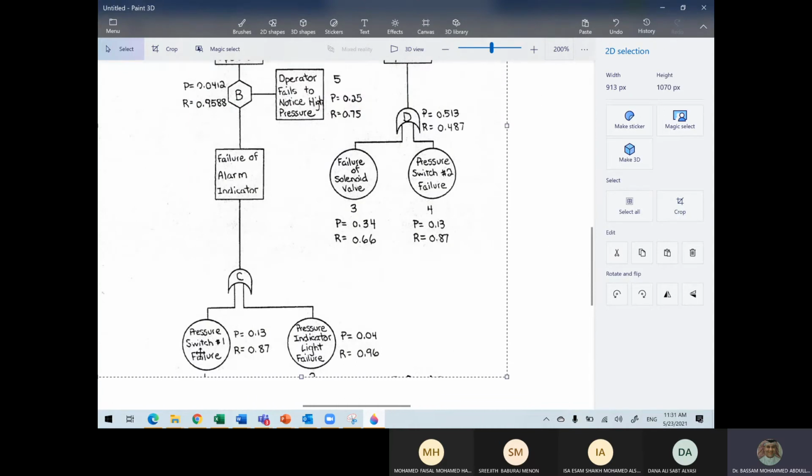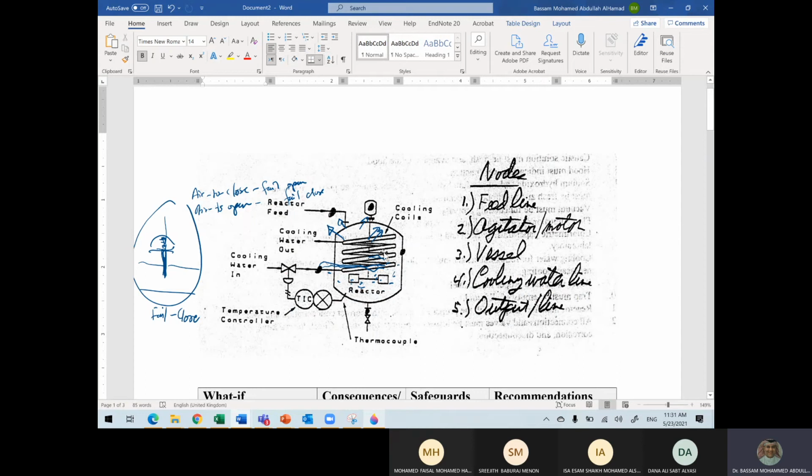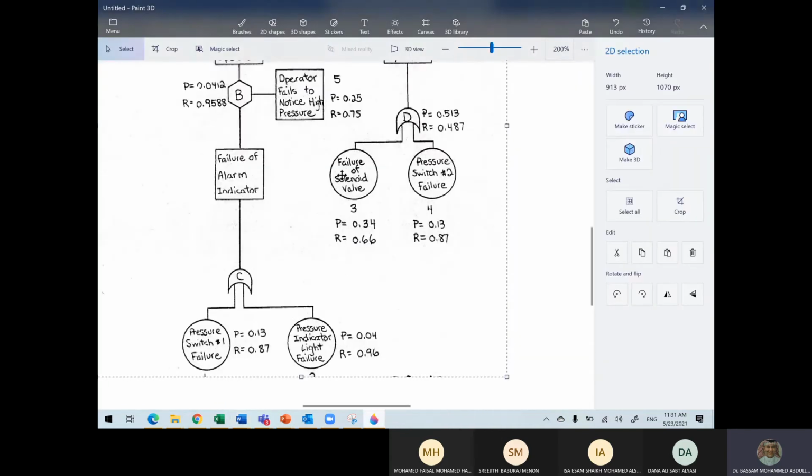You can see here, the details are written for the problem: the pressure switch failure, the pressure indicator light failure. In this example, it doesn't have a pressure. If I had written a fault tree for this, I would have a temperature indicator, temperature light sensor, switch, and we know that it's a thermocouple sensor. What else do I have? These are the main things. We don't have a lot here. Of course, I'm going to bring another example for that.